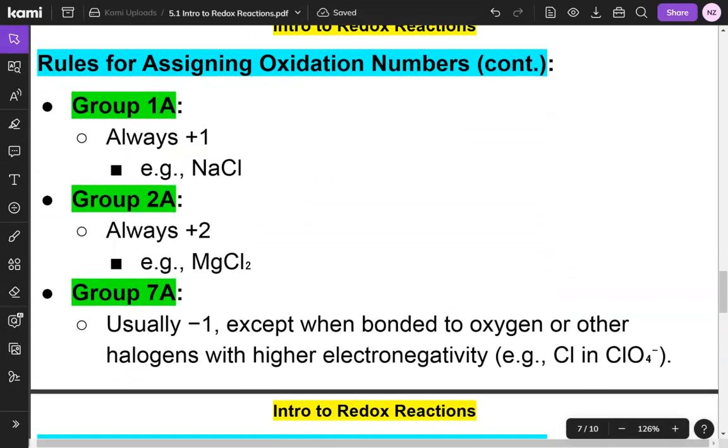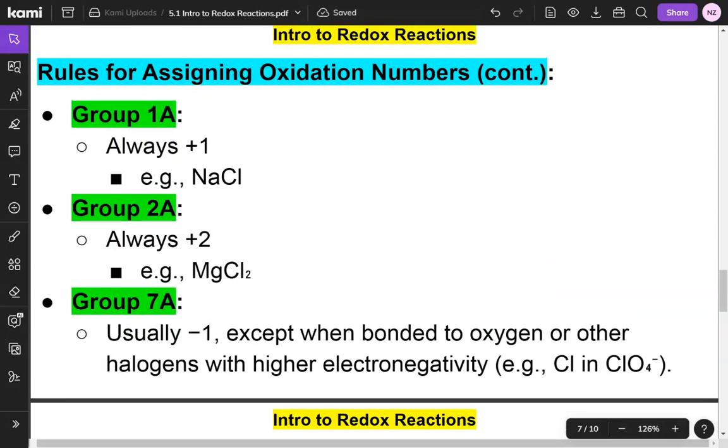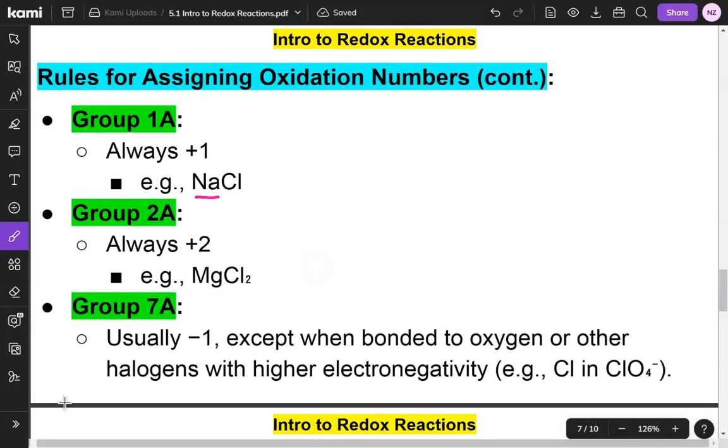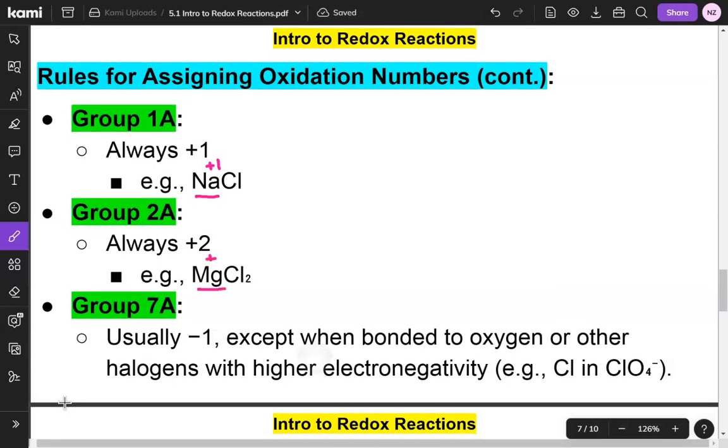All right, group 1, 2, and 7 will follow the same rule as charges. So group 1 on the periodic table is always +1, so its oxidation number will be +1. So sodium is in group 1. It will be +1. It will have an oxidation number of +1. Group 2 is always +2. So again, magnesium in this case will be +2.